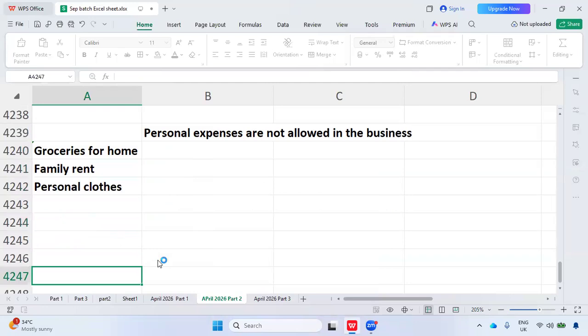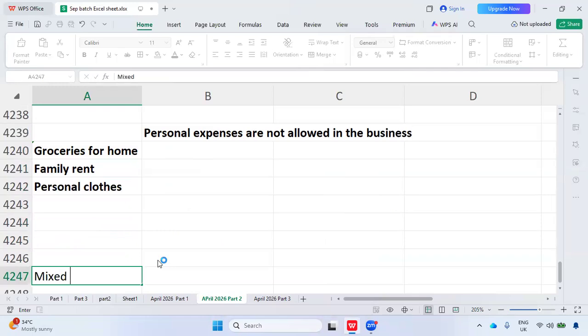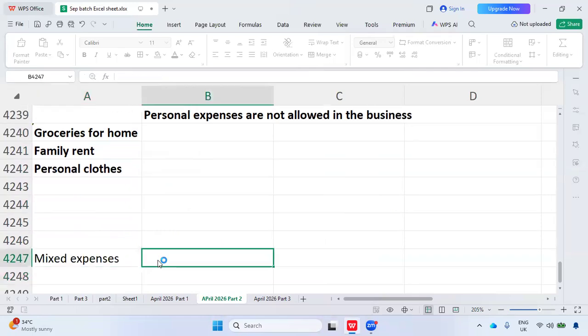So this is okay. And what if the expenses are mixed expenses? Mixed expenses means some part related to personal and some part related to business. So in this case, can we allow? Generally, personal expenses are not allowed and business expenses are allowed. But here is the case of mixed expenses, which includes a personal portion and a business portion. So can we reject the whole amount?